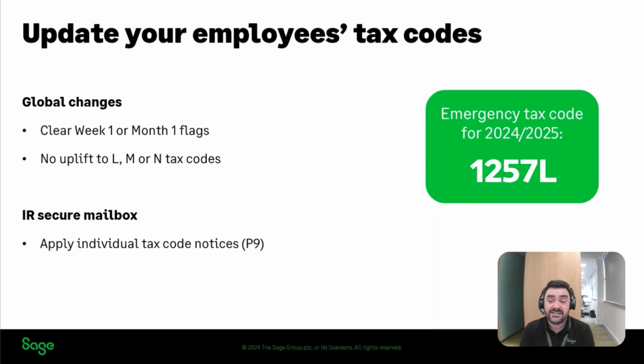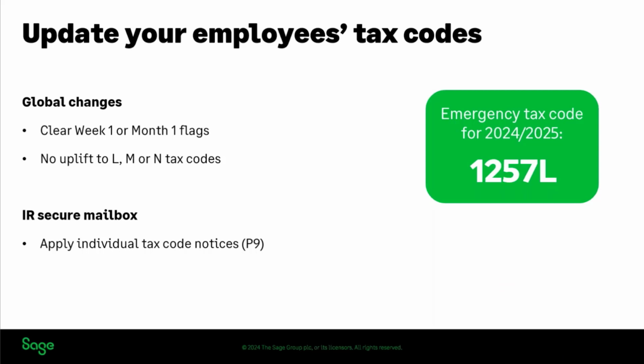However, depending on employees' individual circumstances, you may receive an individual tax code notice, a P9 notice, and you would need to apply those changes to the relevant employees. So if you have got P9 notices, you might want to apply those after doing the global change, and that way you can be absolutely certain that those employees end up on the right tax code, although it would be very rare for a tax code on an individual notice to be on a week 1, month 1 basis at the start of a year.